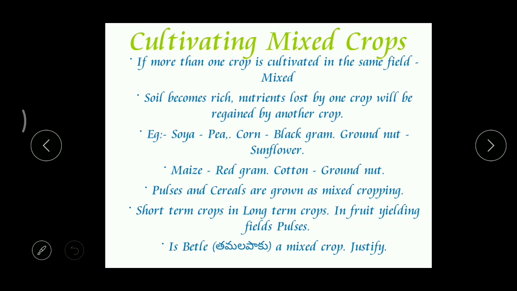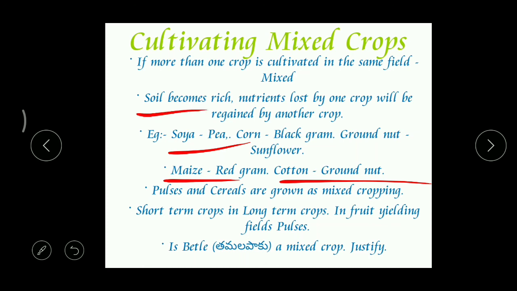Say for example, there is maize, along with the maize, red gram, and the next cotton, along with the cotton, groundnut. That means cotton will be grown in one row, and in the next row, groundnut, and again cotton, and then groundnut, like that. And in the same way, these are all examples. That is soya, and then pea, the next corn, black gram, groundnut, sunflower, like this. Correct. So what is the use of this mixed cropping?